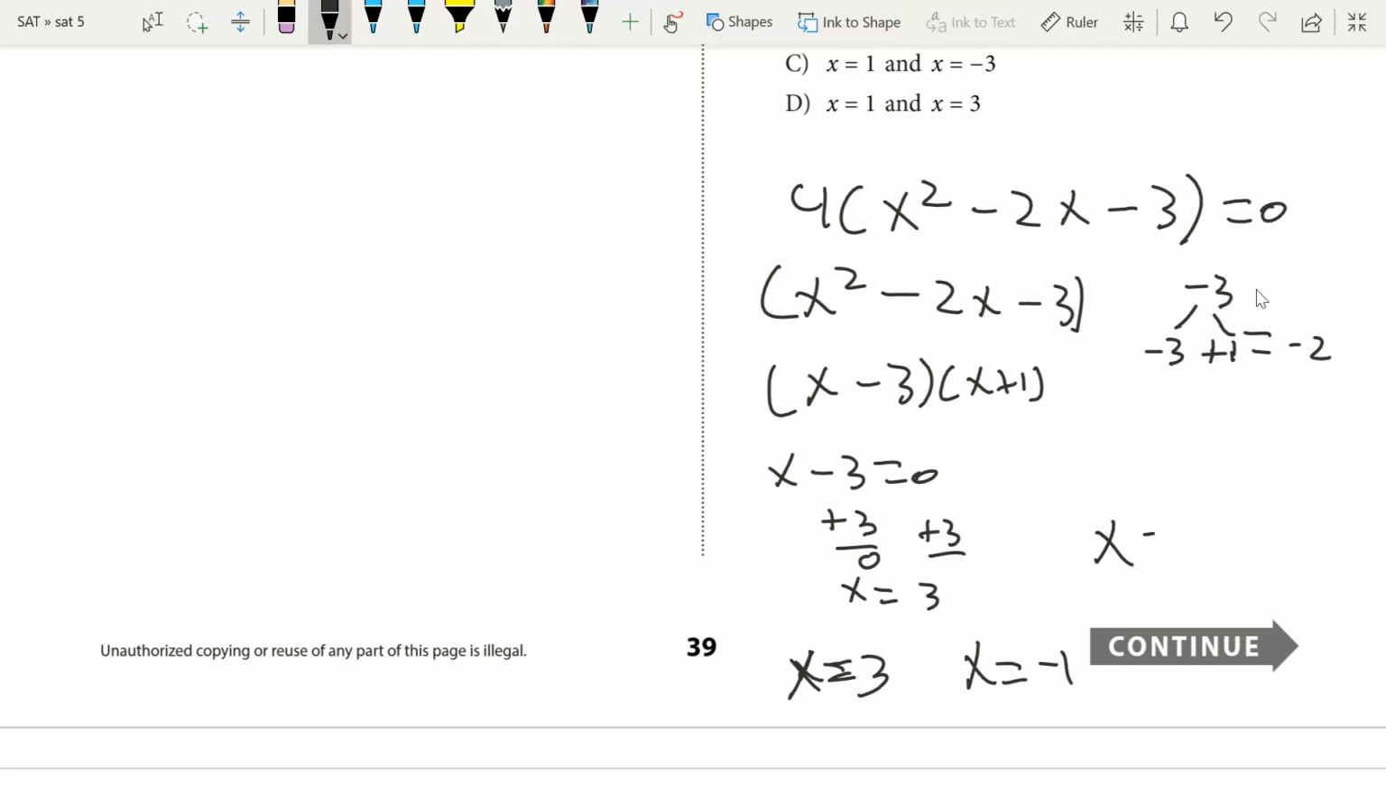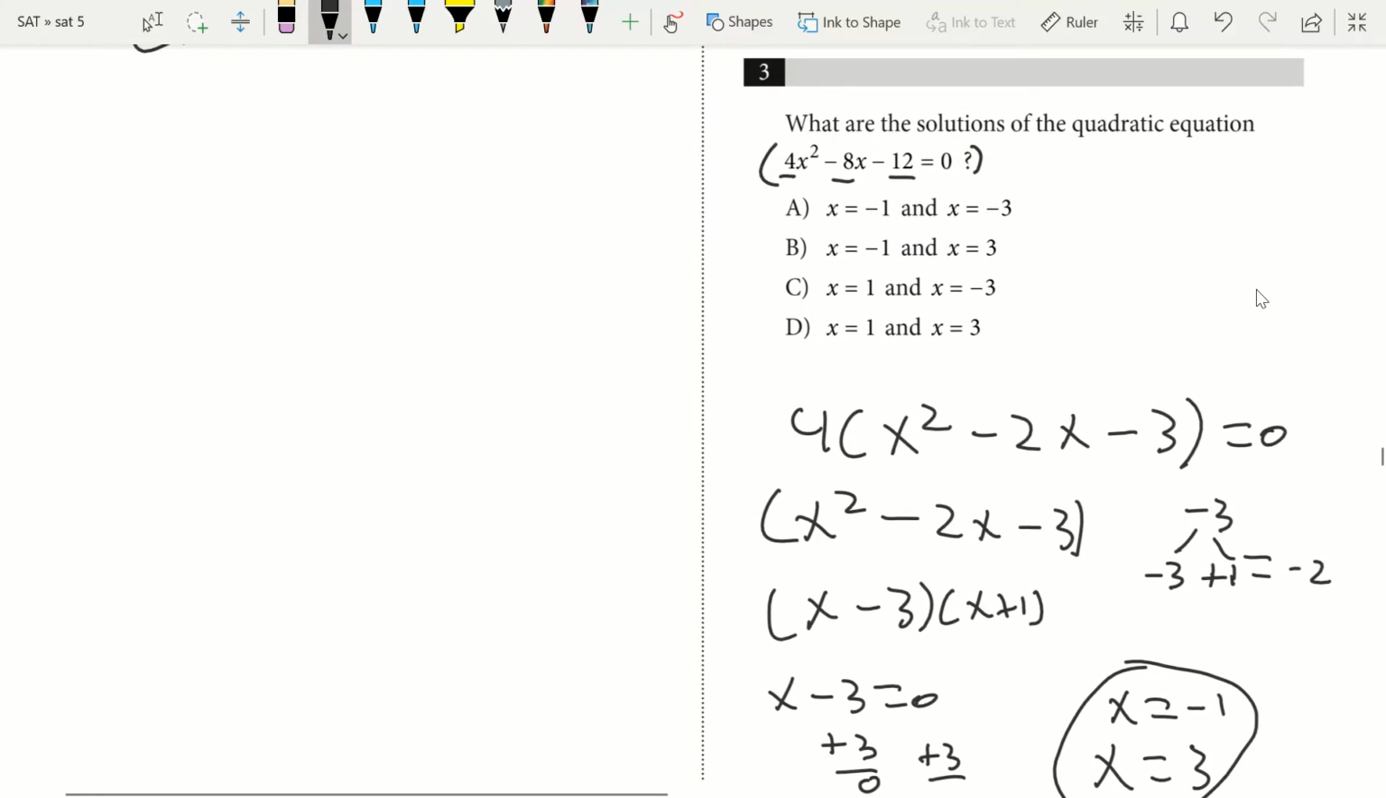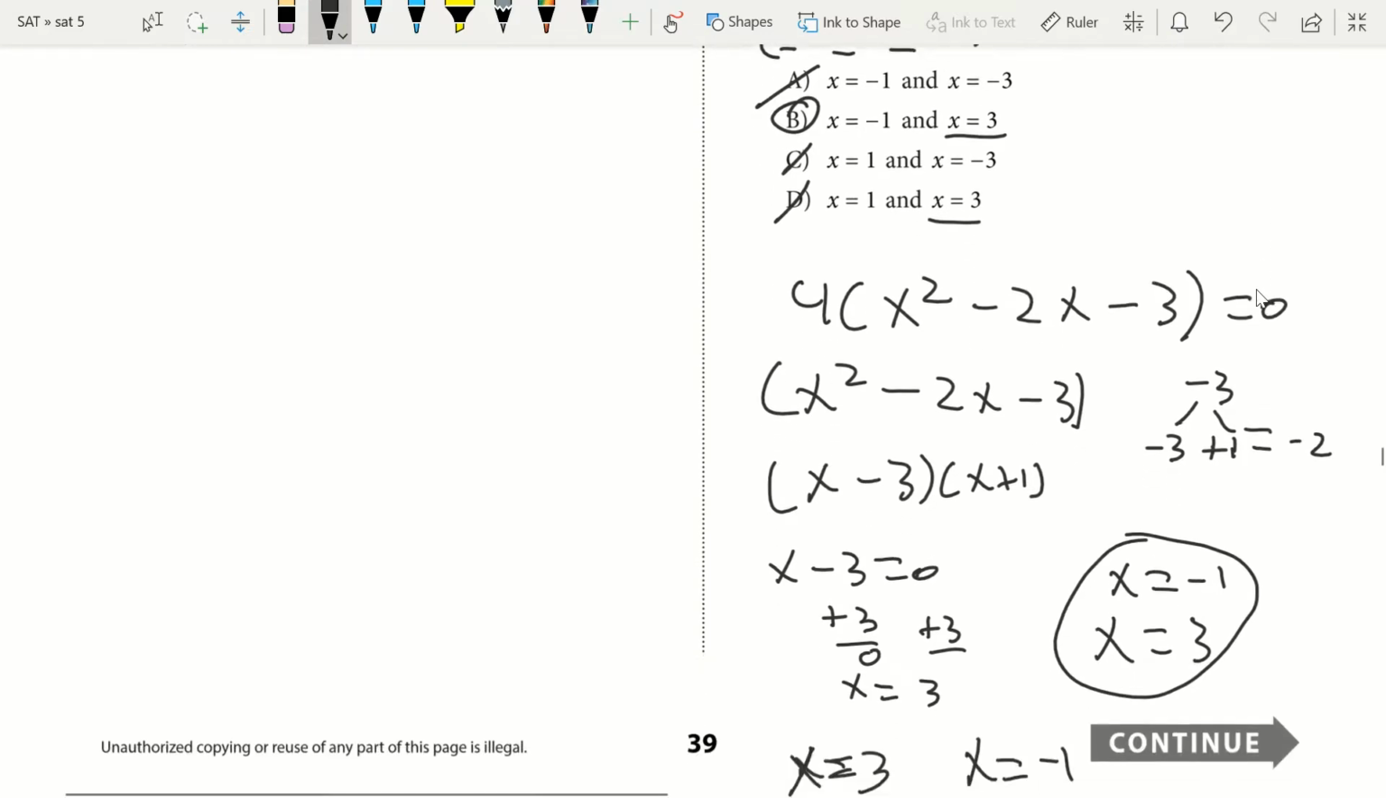So my answers will be x equals 3 and x equals negative 1. And we go back up, we see which answer choice matches that. We have x equals 3 on B and on D, so we can go ahead and get rid of A and C. And then we have x equals negative 1 on B, so our answer will be B.